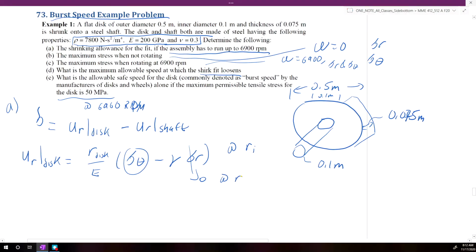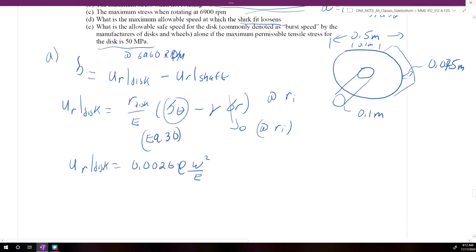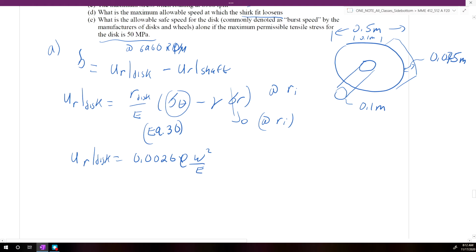So if you plug in for sigma theta, which is equation 30 in the packet, what we end up getting for our change in u r of our disk is going to be equal to 0.0026 times rho omega squared divided by E. Then we can do the same thing for the shaft.